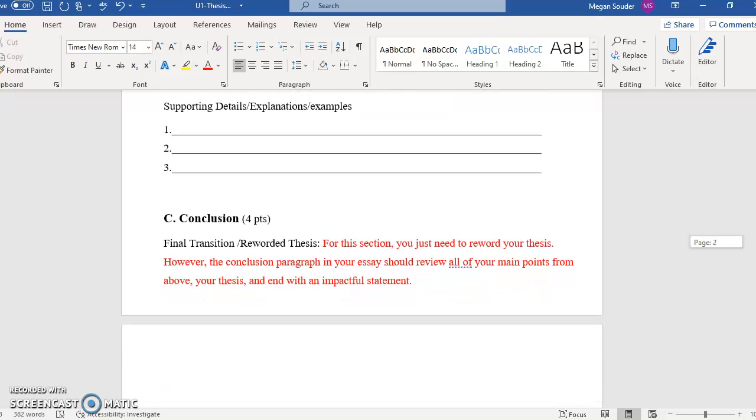And then for the conclusion, you'll just restate your thesis from the intro paragraph. You'll just restate the thesis in one sentence like you did above. Now when you go to write the essay, it'll be 4 to 5 sentences. But on the planner only, I want 1 sentence.